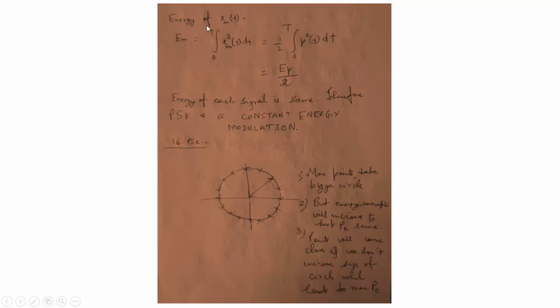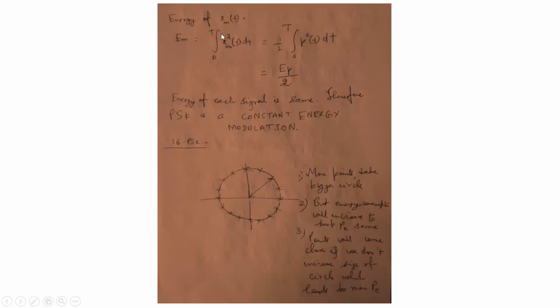Now, if I try to find the energy of this signal, I can take the square of x_m(t) and integrate it from 0 to capital T. Using simple trigonometric relations, you will find that the energy of the modulated signal is given by E_p by 2, where E_p is the energy of the pulse. No phase term is coming. That means the energy of each signal in phase shifting will be the same. Therefore, PSK is a constant energy modulation technique. Each signal will have the same energy, right?